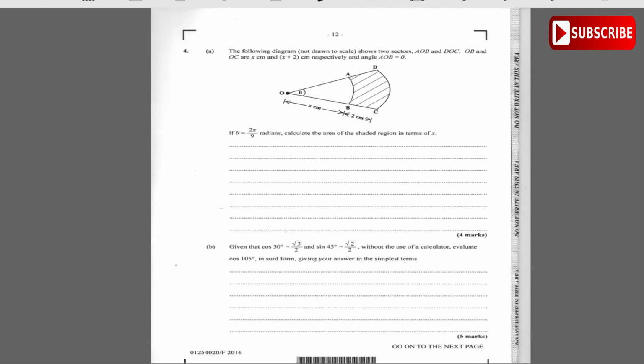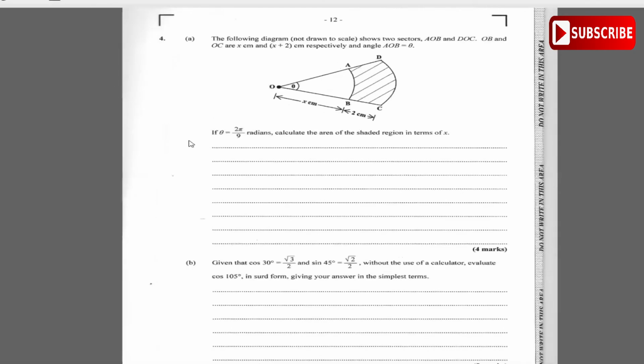I really don't like this question because they don't even have a connecting part that is going to end up somehow making us find x. So I really don't like this question, but let's just do it anyways. The area shaded, AS for area shaded, is equal to the area of the sector DOC minus the area of the sector AOB.